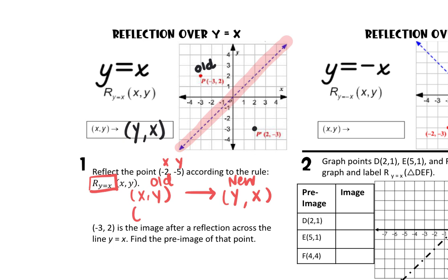So let's write our old point. It's negative 2 comma negative 5. To get the new point, all I'm going to do is swap your numbers. Negative 5 is going to go first, and your negative 2 is going to go second. This is your new point with a reflection over the line y equals x. Okay, so all I did is swap those positions.